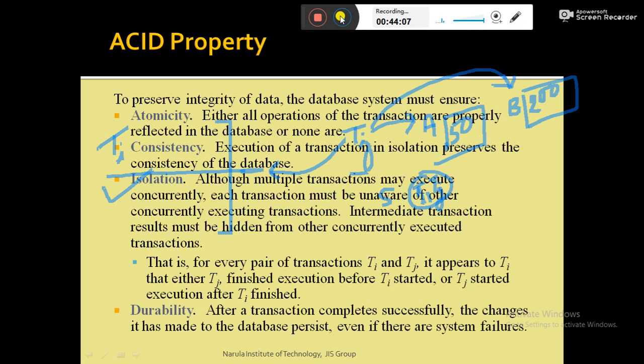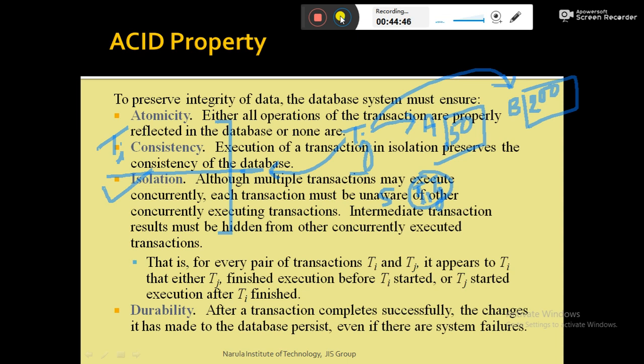The isolation property of a transaction ensures that the concurrent or simultaneous execution of transactions results in a system state that is equivalent to a system state that would have been obtained had these transactions executed one at a time in some order. Ensuring the isolation property is the responsibility of the component of a database system termed the concurrency control component, which is a part of the database management system.